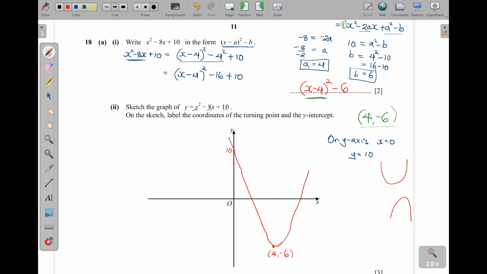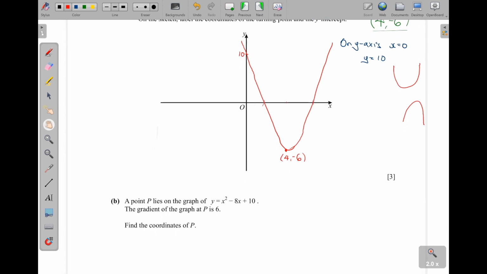And then continue like that. So that will be the sketch. They didn't tell us about the x-intercept, where it cuts the x-axis, because that requires the solution of this quadratic equation. Okay, that is that. Then we go to the next.